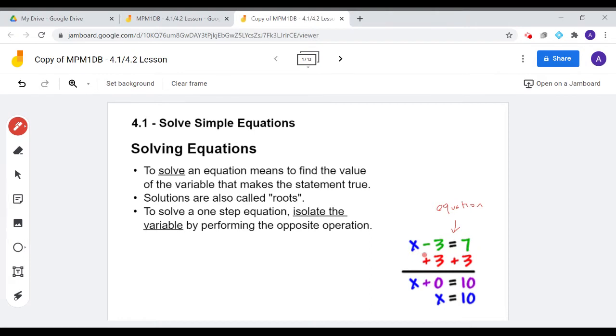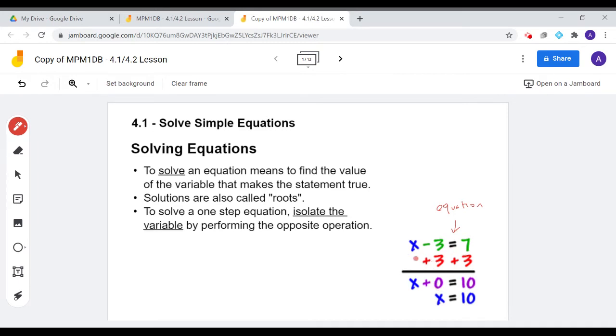So the strategy we use is called isolating the variable. And to isolate it, we do the opposite operation. Since we're subtracting 3 from x, if we were to add 3, we would undo the subtracting. So when I subtract 3 and then I add 3, it's like nothing happened to x. Then I can figure out what x is.